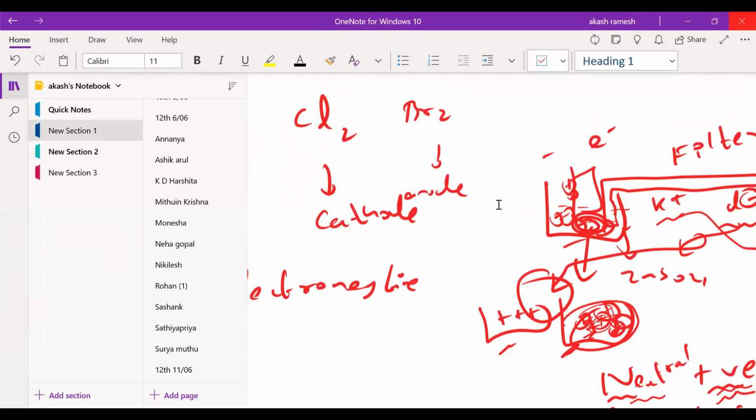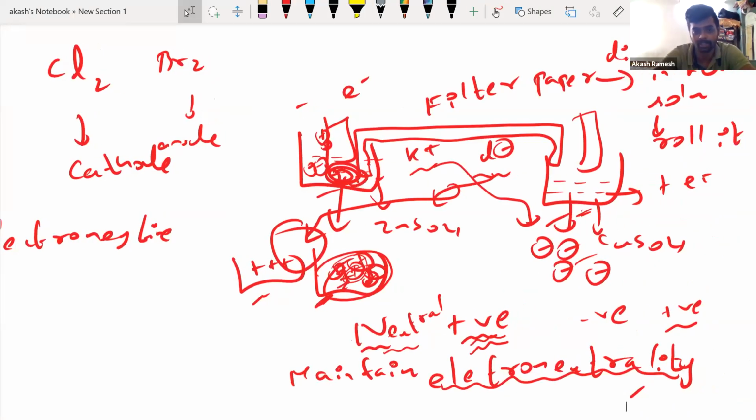Sir, you said the K plus ion will go to the copper electrolyte, where there is excess negative charge. You said if there are positive ions, we can add electrons more easily. But after the reaction, where is the positive ion in the CuSO4 electrolyte? There is no need of positive, right?